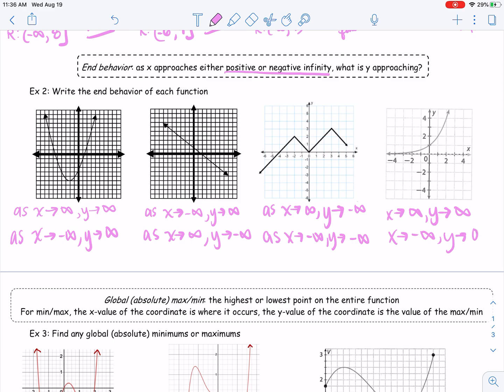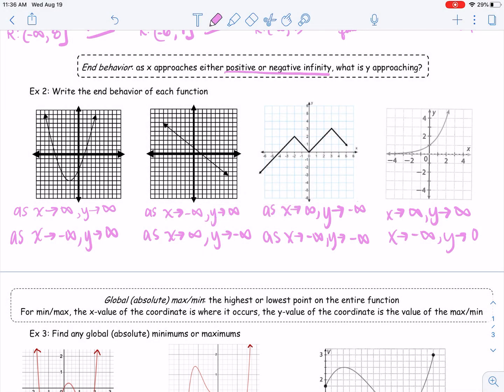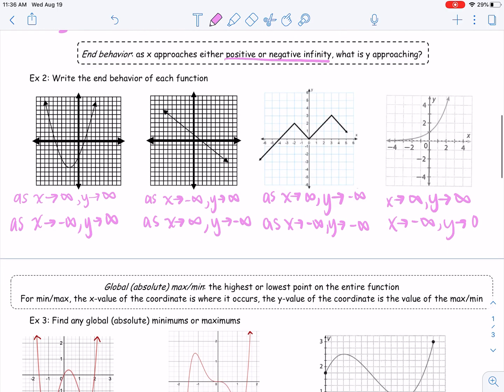Okay, so that's what I was talking about earlier. It can approach a number. Sorry, I just kicked my laptop out. It doesn't always have to approach positive or negative infinity. It can approach a number.